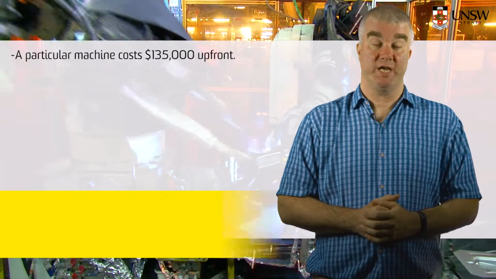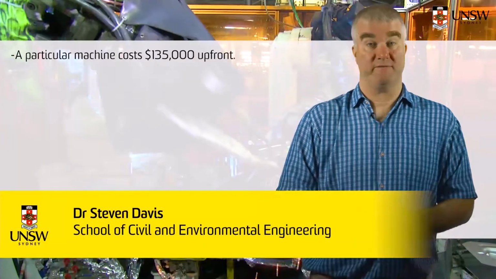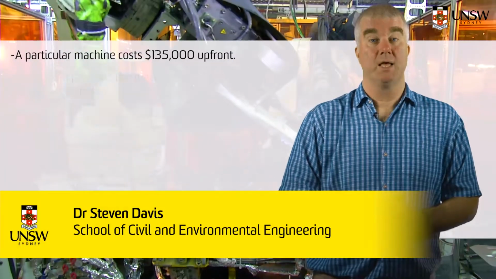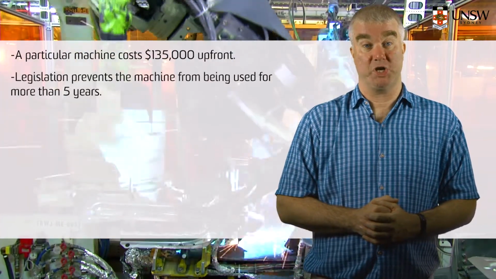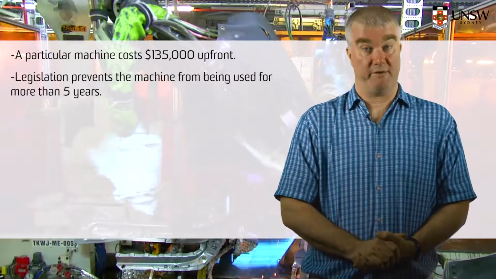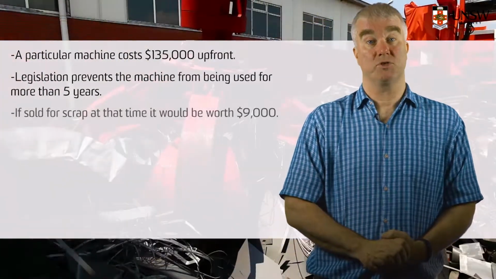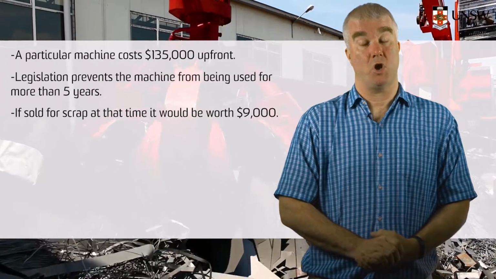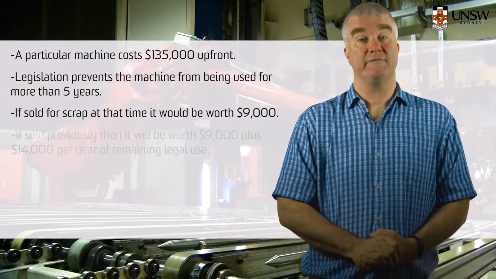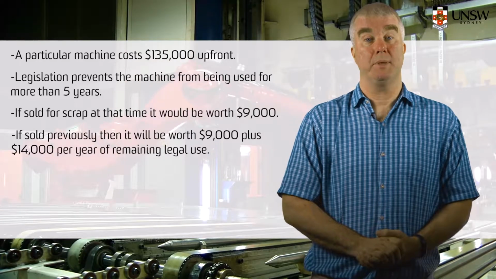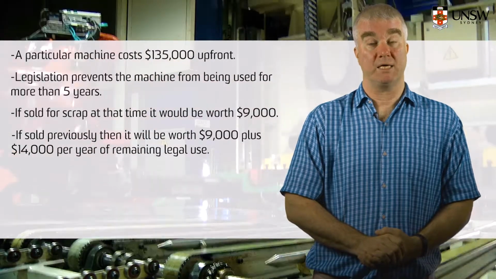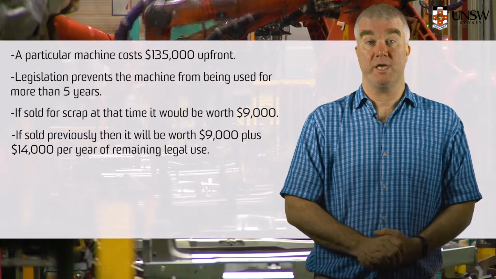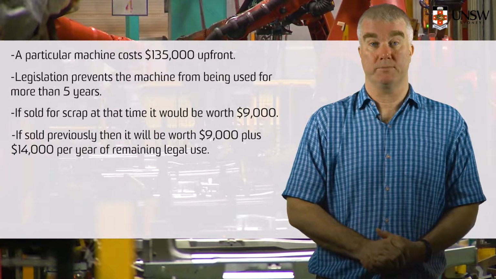A particular machine costs $135,000 upfront. Legislation prevents the machine from being used for more than 5 years. If sold for scrap at that time, in 5 years' time, it would be worth $9,000. If sold previously, then it will be worth $9,000 plus $14,000 per year of remaining legal use.